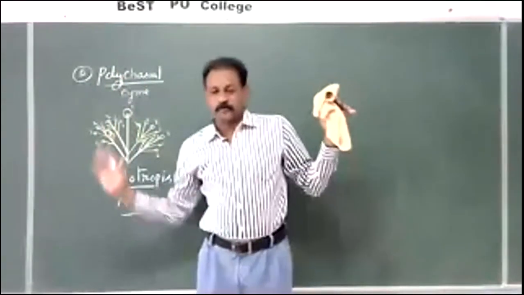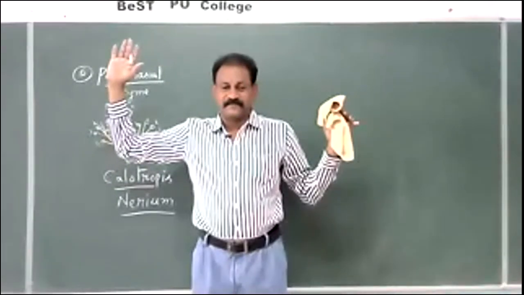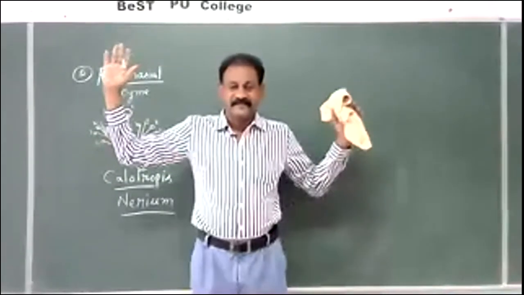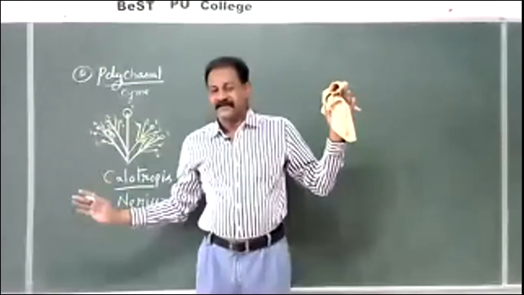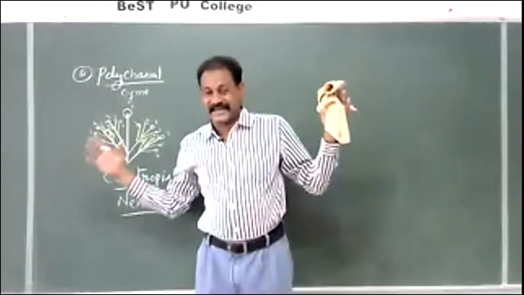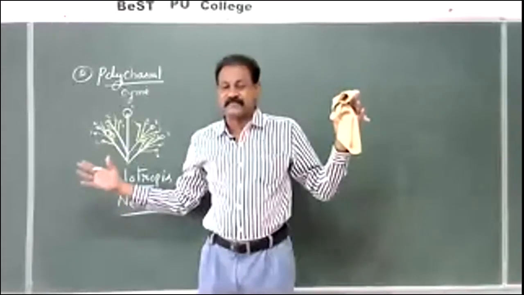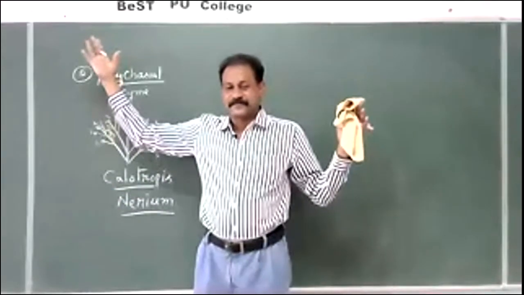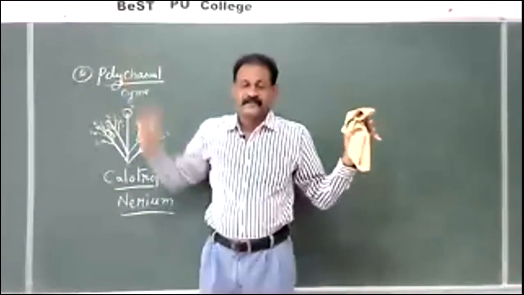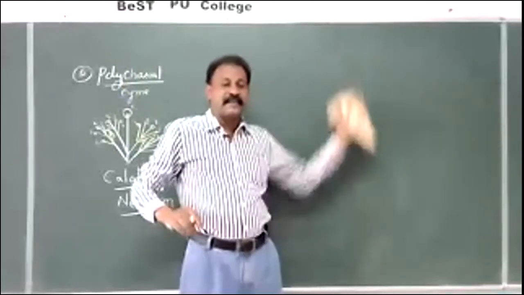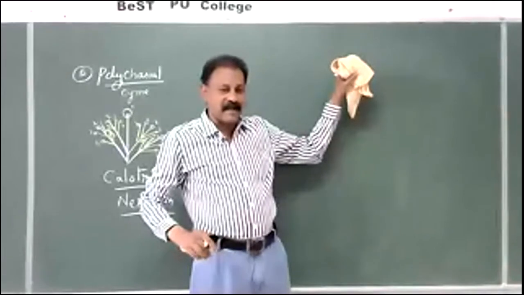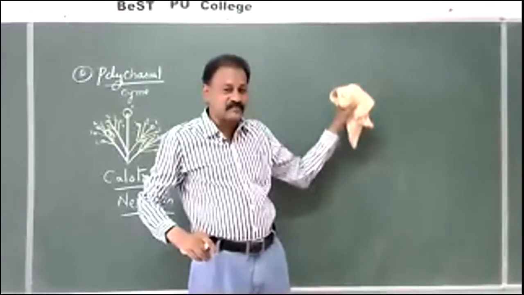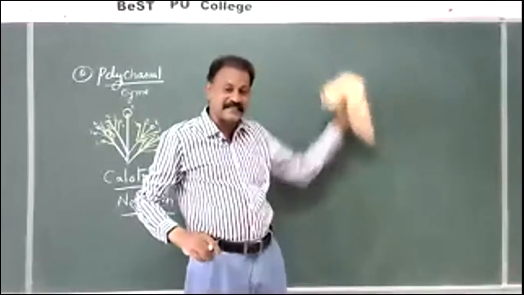Second, acropetal order of flower arrangement, basipetal order of flower arrangement. What is acropetal order? Large flowers and old flowers are at the base, young flowers and small flowers are at the apex. Acropetally. Here, basipetally, first old and large flowers are at the top, apex, young and small flowers at the base, basipetal.